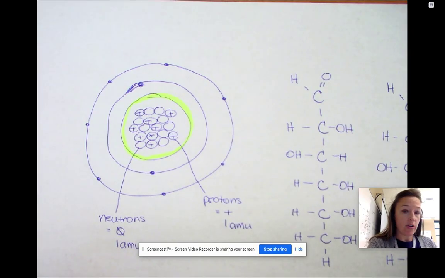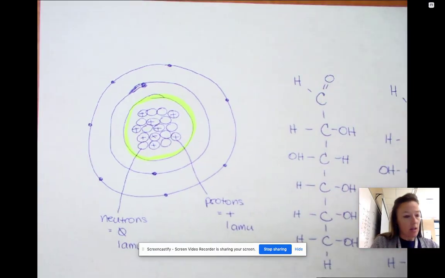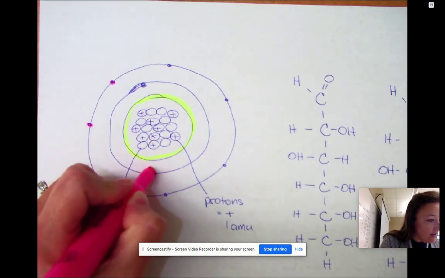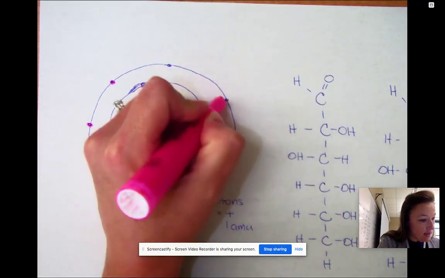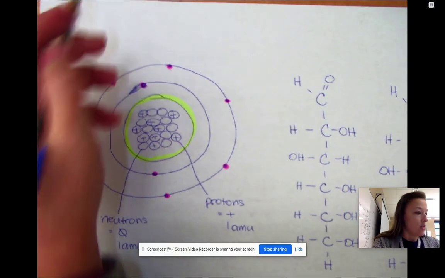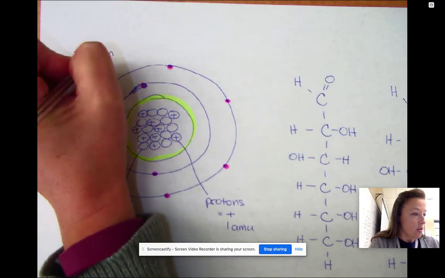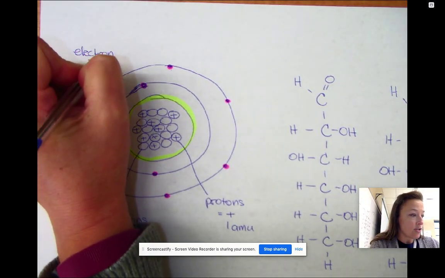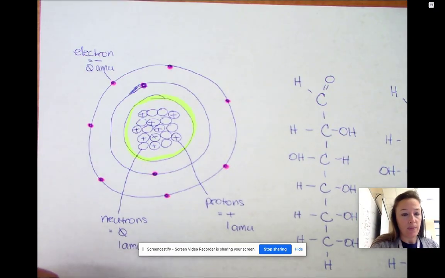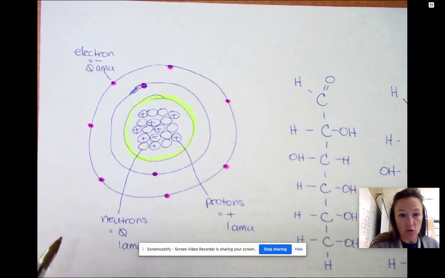Okay, our third subatomic particle that we're going to talk about are these little guys out here, and I'll highlight them in pink. These are the electrons. They are found outside the nucleus, as you can see, in the electron cloud. And they have a negative charge, and they are so tiny that we basically say they don't have mass. So they are 0 AMU. So when we're getting the atomic mass of an atom, we're basically adding the protons and neutrons together.